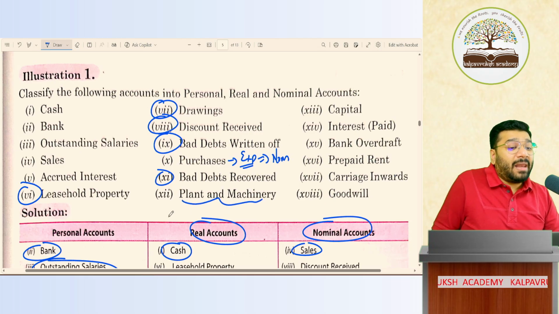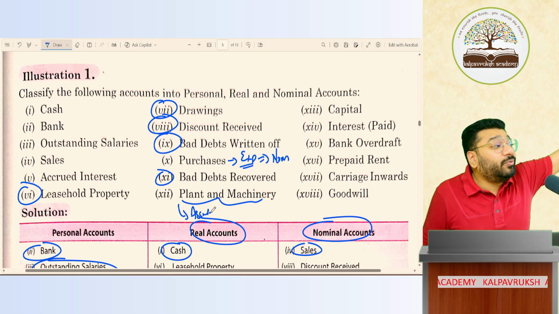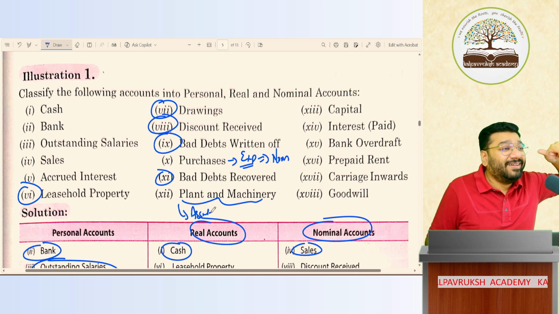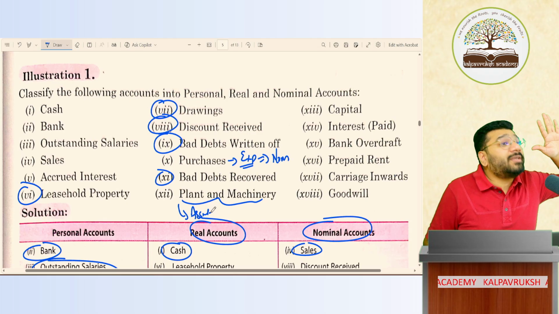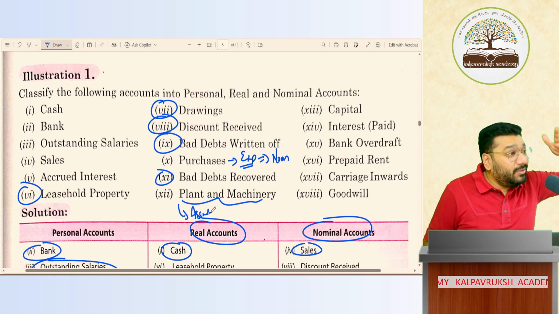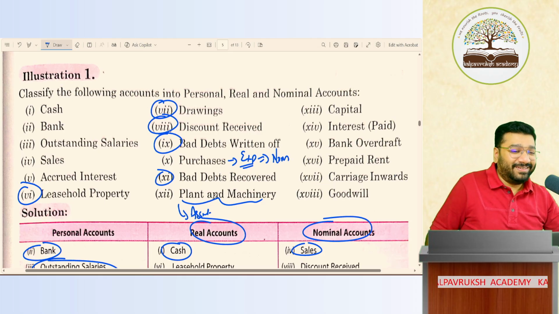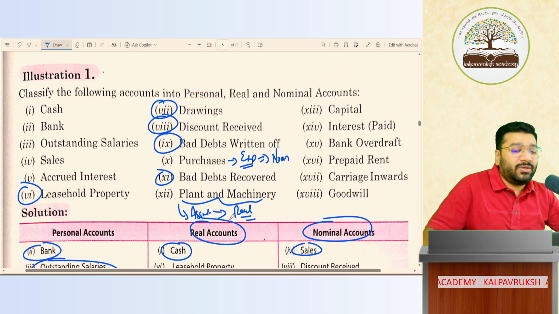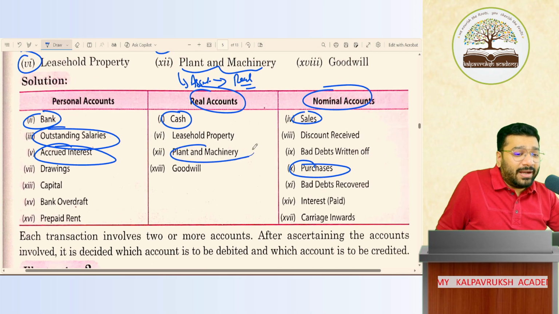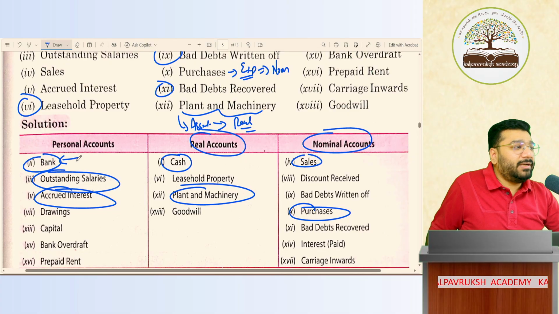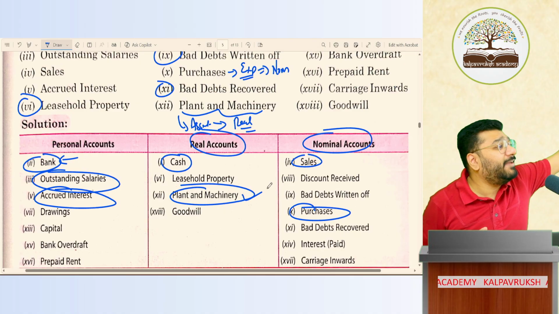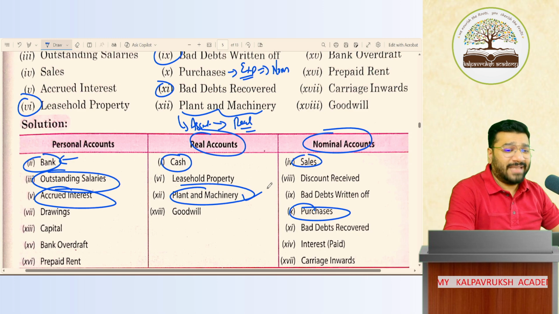Plant and machinery is an asset. All the assets will go to real account except bank, debtors, bills receivable, prepaid expenses, accrued income. So this is your real account because this does not come under the exception. Got it? Not got it? See, bank is also an asset, but bank alone goes there. Plant and machinery is coming here. So on what basis have they segregated? That logic I gave you today, which nobody knows.